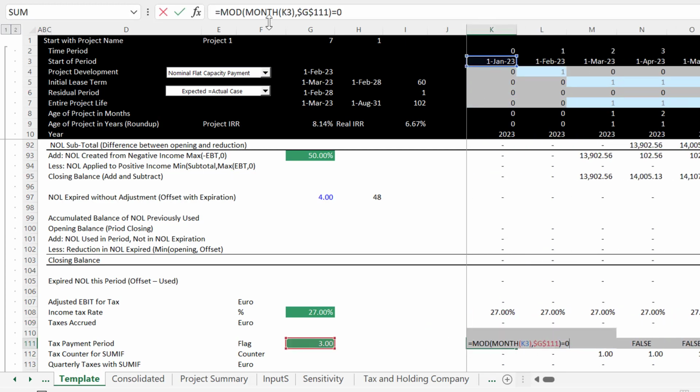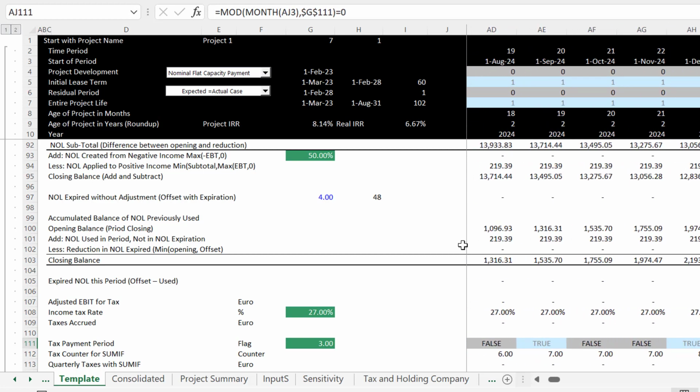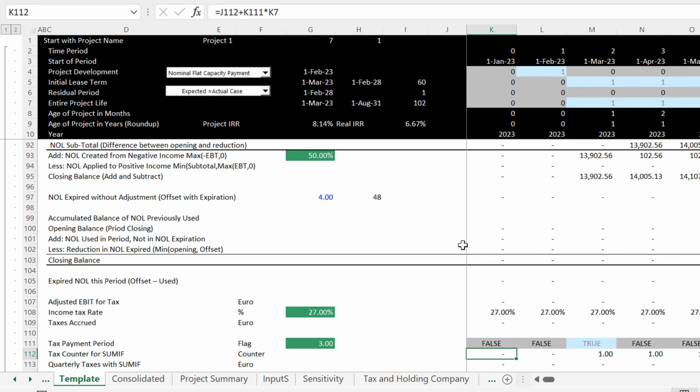Step one: if the month divided by 3 gives you a 0, then it's the quarter we have to pay the taxes. 1, 2, 3, 1, 2, 3, 4 quarters in a year. Okay, that's not so bad. We use the mod function.